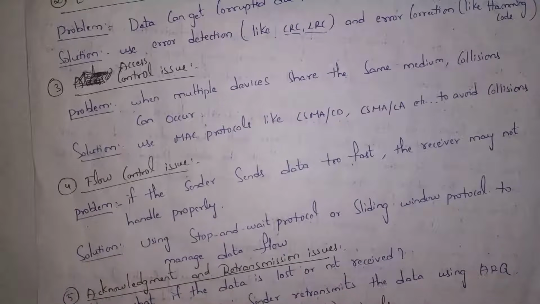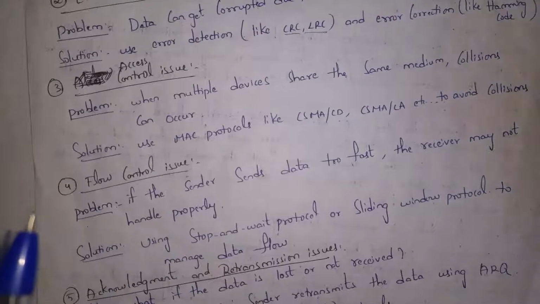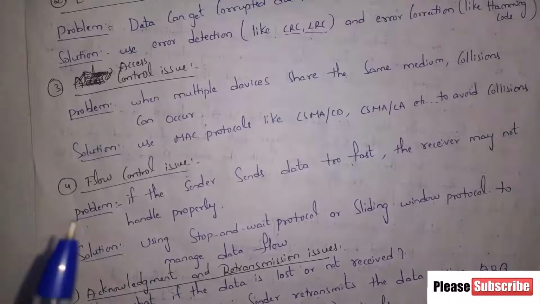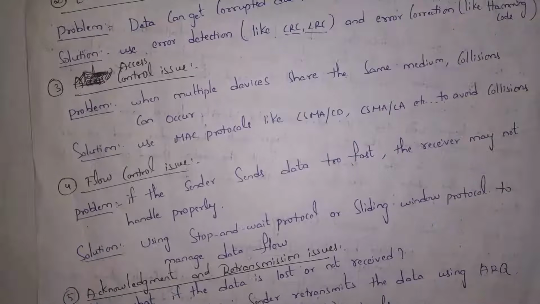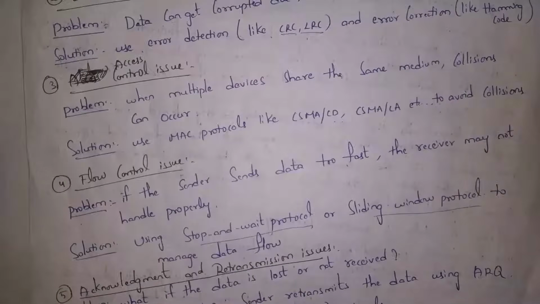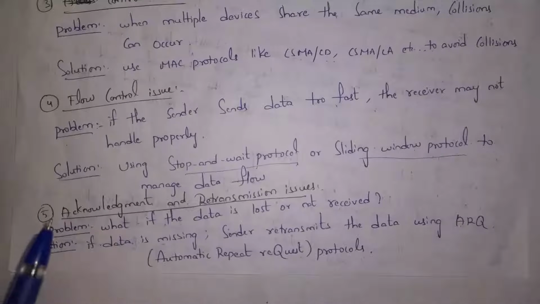And the next one is flow control. Flow control means how much speed the receiver can receive data. Only at that speed, the sender will send data. The data link layer will use the stop and wait protocol as well as the sliding window protocol in order to handle flow control. And the last issue is acknowledgement and retransmission issues.